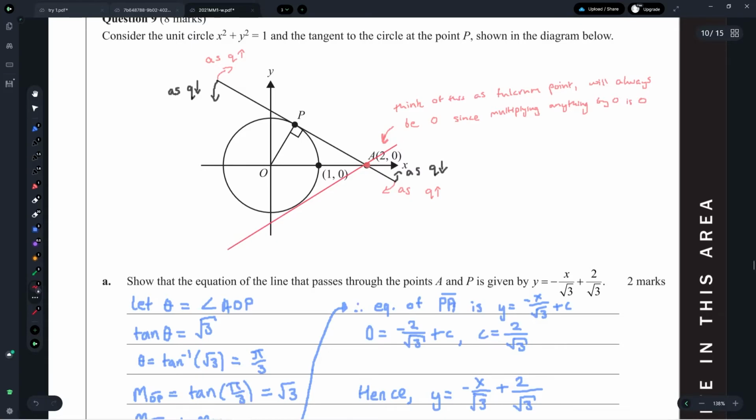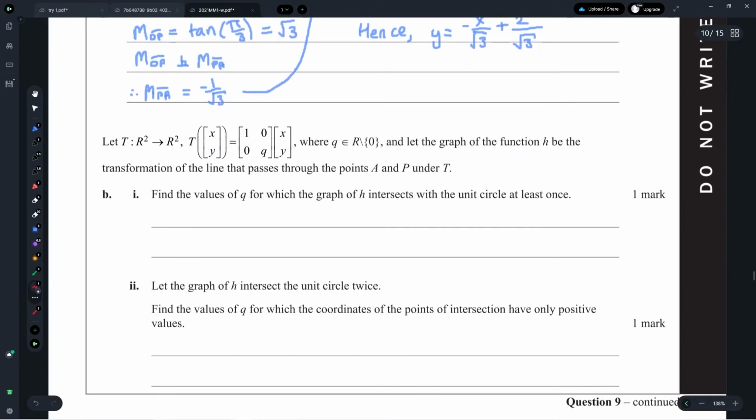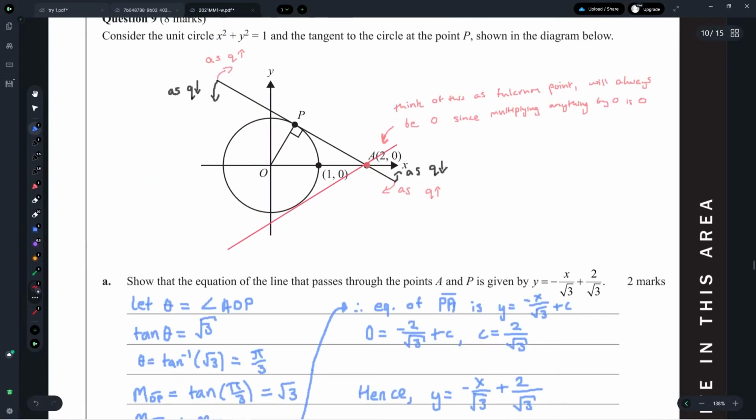So if it must intersect the circle at least once, that means it touches it. So you draw another line, which I've done in red. And if q is higher than 1, it's not going to intersect at all. And if q is less than -1, as I'll write in a second, then it also won't intersect.